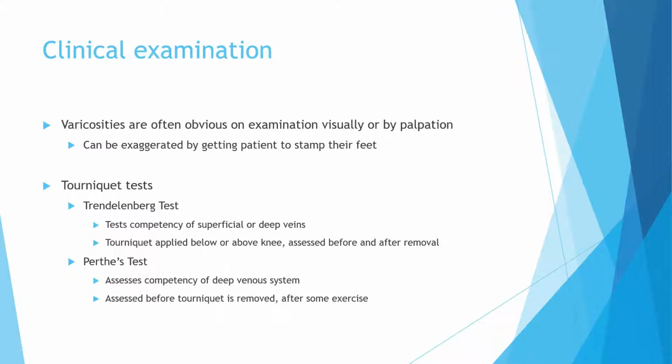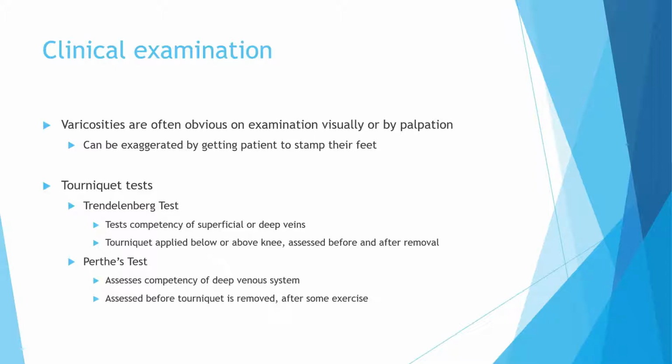When you clinically examine a patient, varicose veins are normally quite obvious to see, usually in the distribution of the long or short saphenous vein. If unable to visualize, you can normally feel them by running your hands over a patient's leg in that distribution. It can also be exaggerated by getting a patient to stamp their feet, and it's important to emphasize that for examining varicose veins, patients should be stood up.